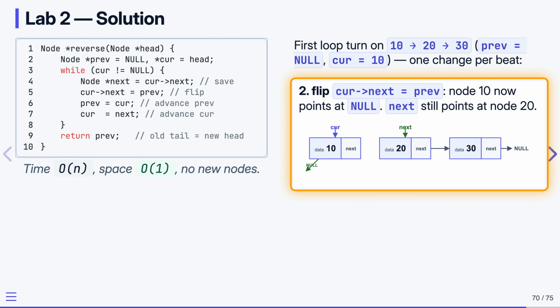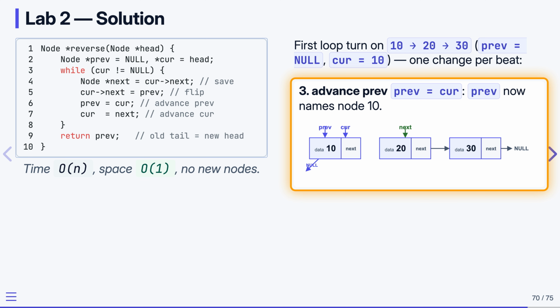Change 2, flip. We run cur arrow next becomes prev. Prev is null right now, so node 10's next becomes null. Node 10 now points backward. And notice node 20 is still safe because our saved next still holds it.